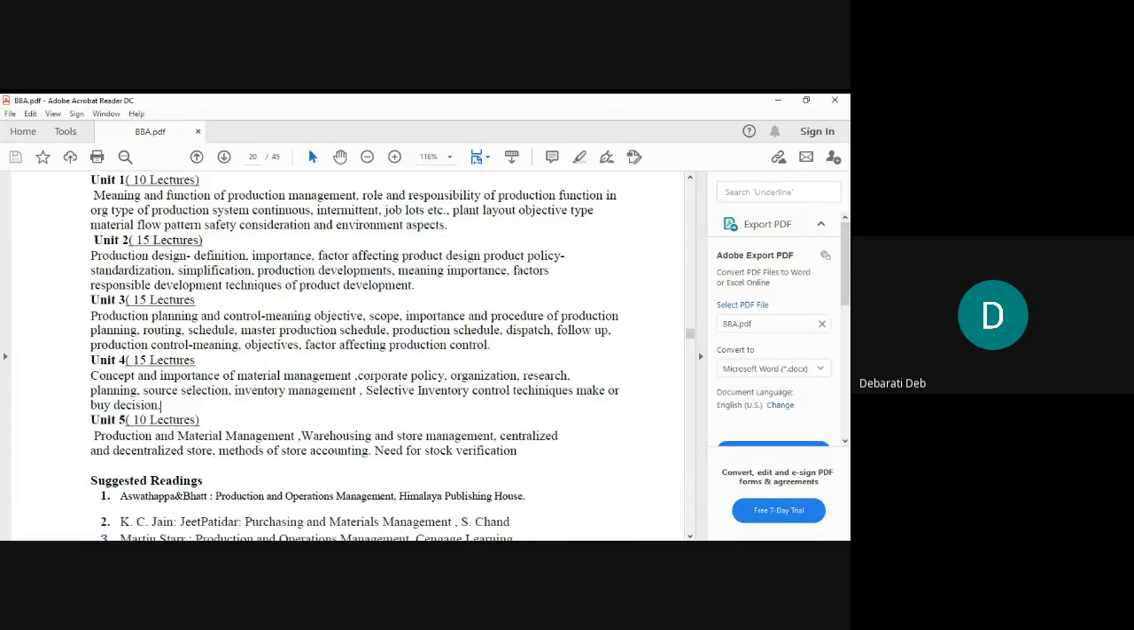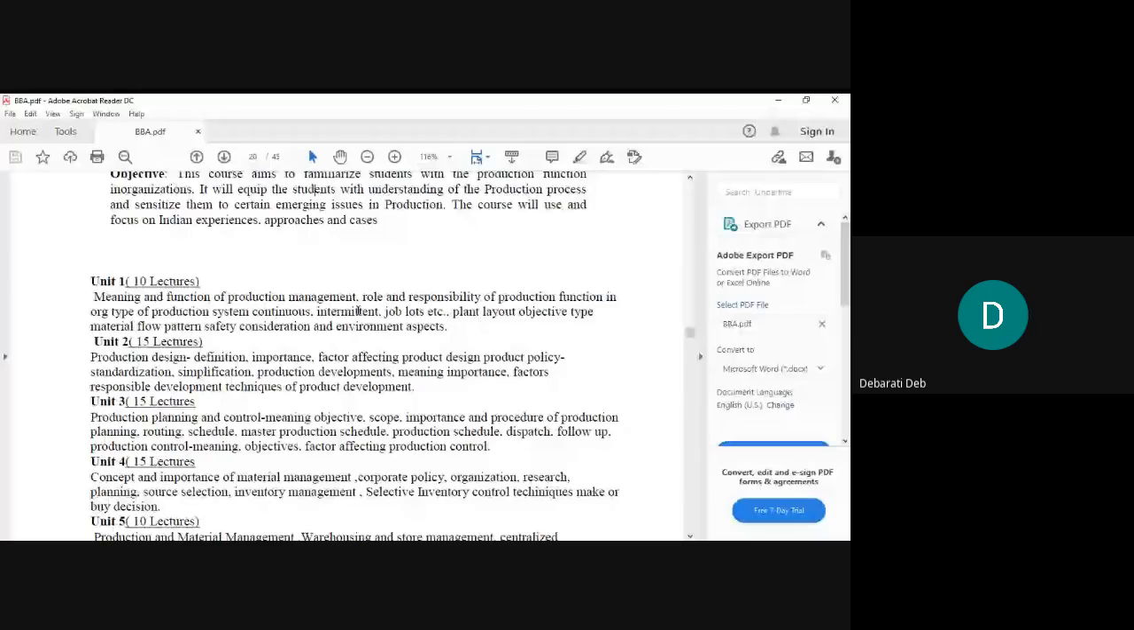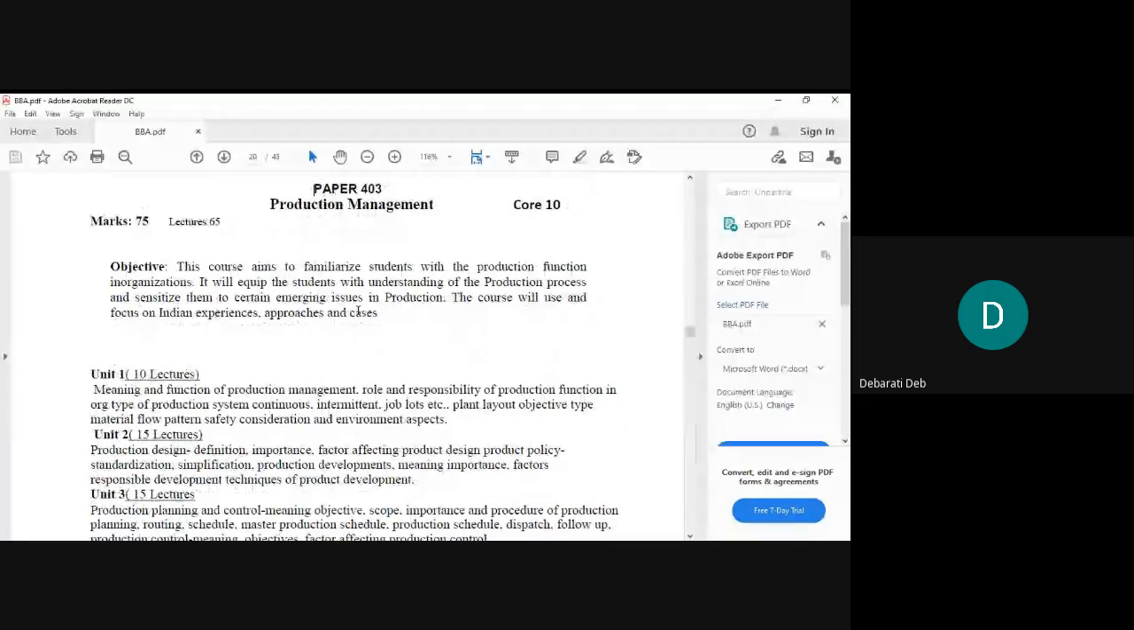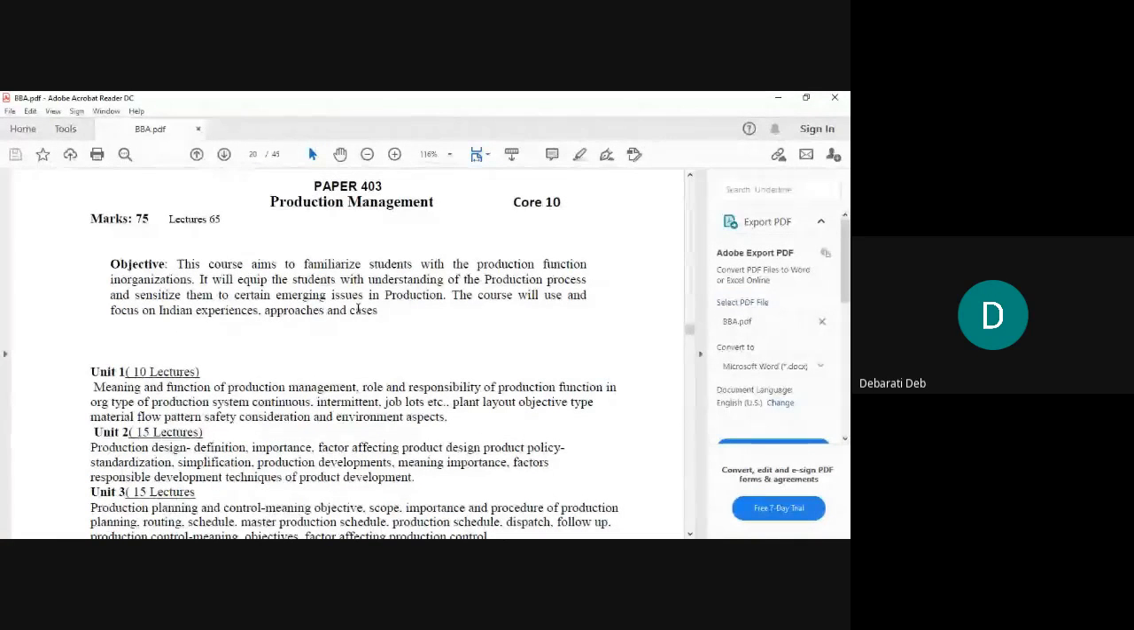Yes, you can see your syllabus on your screen, right? This is production management syllabus. Can you see it? Paper 403, production management. This is CC10. Yes, you can see it on your screen. Yes, ma'am. Okay. So see, how am I teaching you this time?